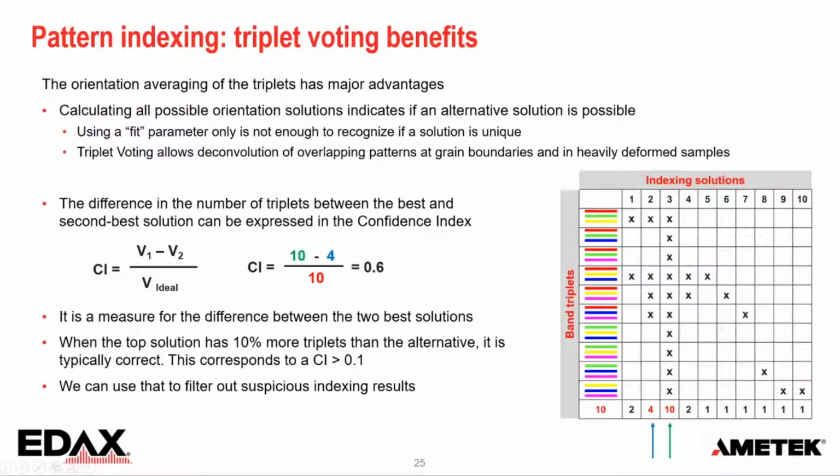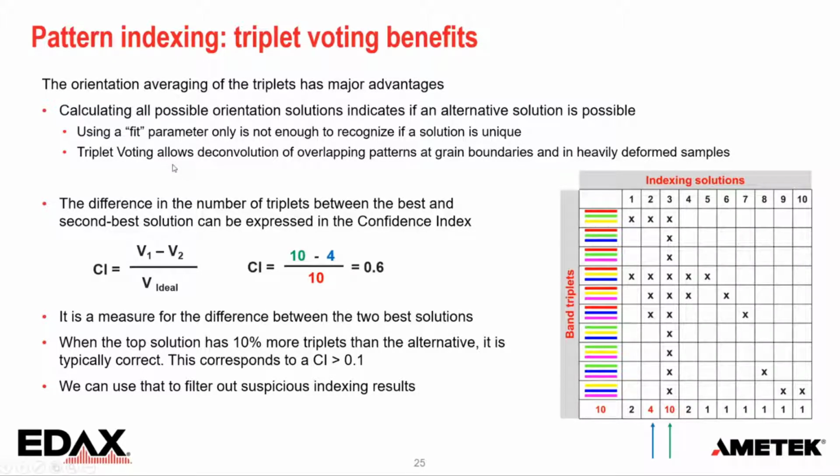Now, another advantage of the triplet voting is that we are not calculating just one possible orientation. We know if there is a second one that is similar, maybe, or even identical with pseudosymmetry. So what you can do is check the difference between the solution with the best number of triangles and the second best. And we are using a parameter that we call the confidence index for that, to really highlight how unique a certain solution is.